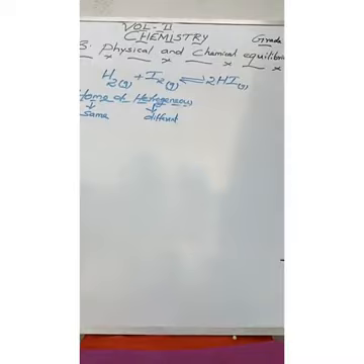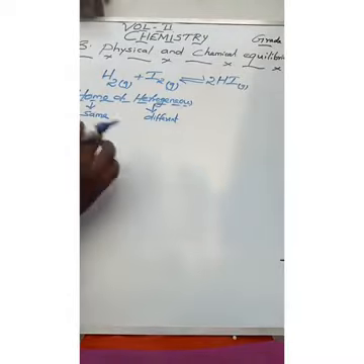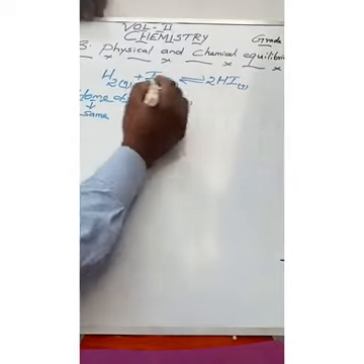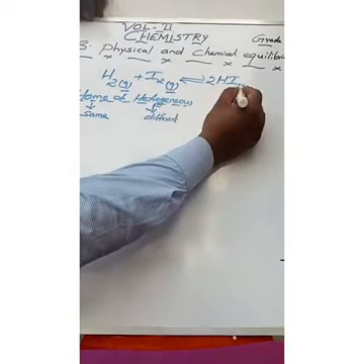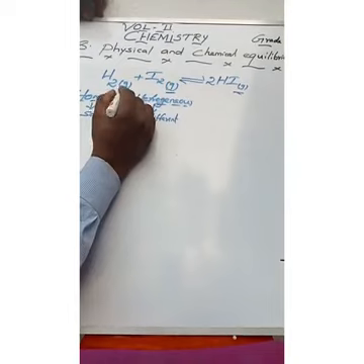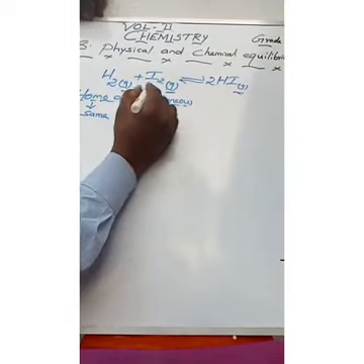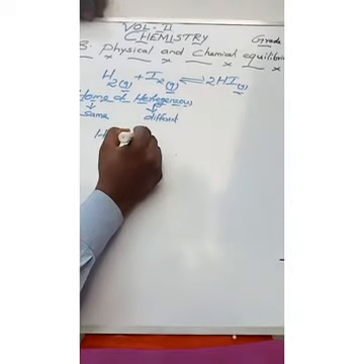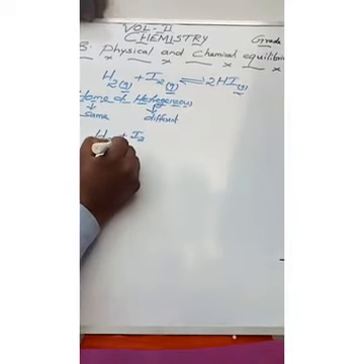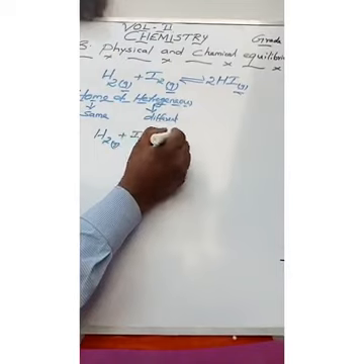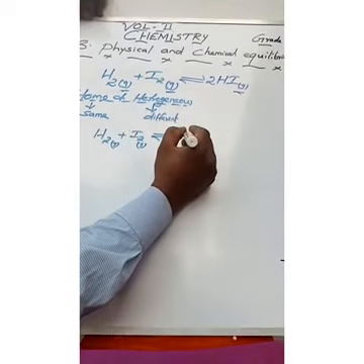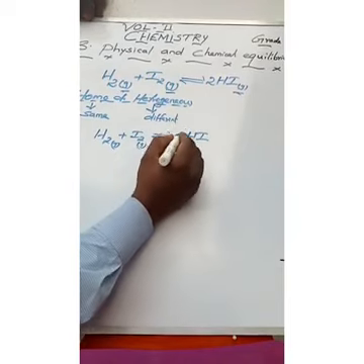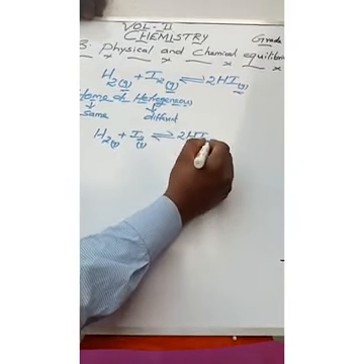Homogeneous means all reactants and products are in the same phase. For example, I wrote one example here: hydrogen plus iodine. Hydrogen is in the gaseous state, iodine is also gaseous, so both are in the same phase. And we also get the product, hydrogen iodide, which is also gaseous. Yes or no?